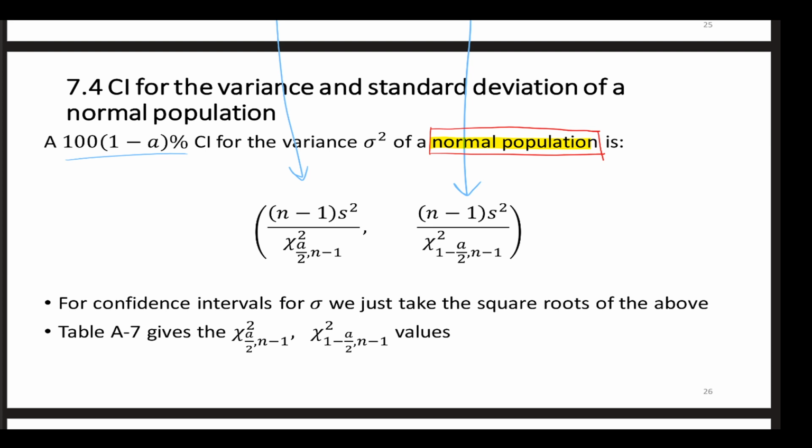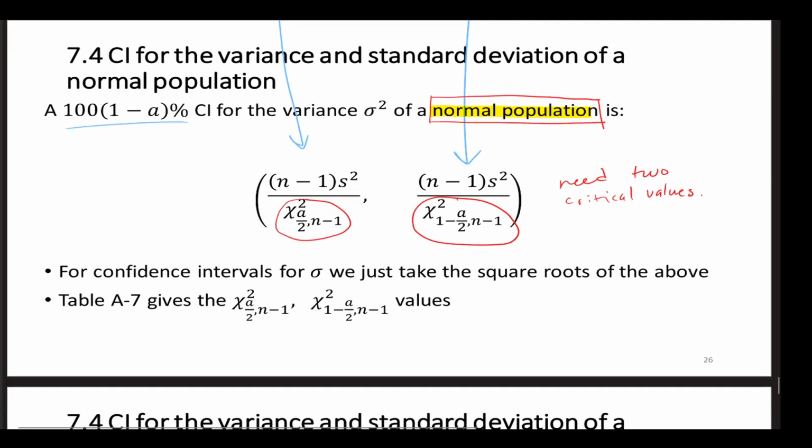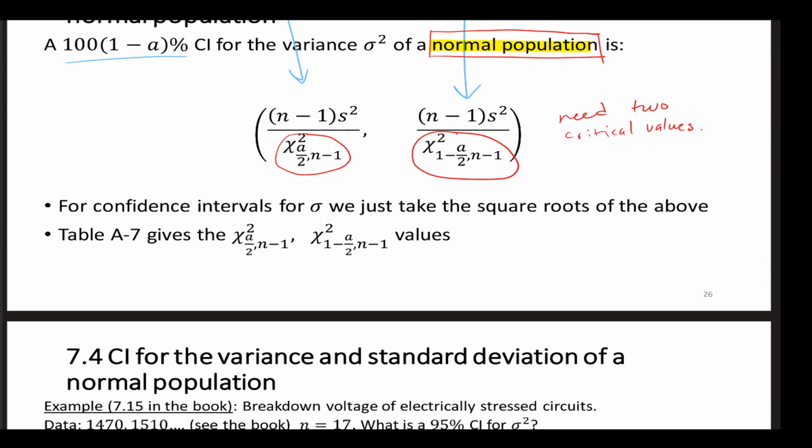So this is the formula. Now the hardest part is finding these two critical values. So we have to find two different critical values here. And what we're going to do is look those up in the table. So I'll show you the table.